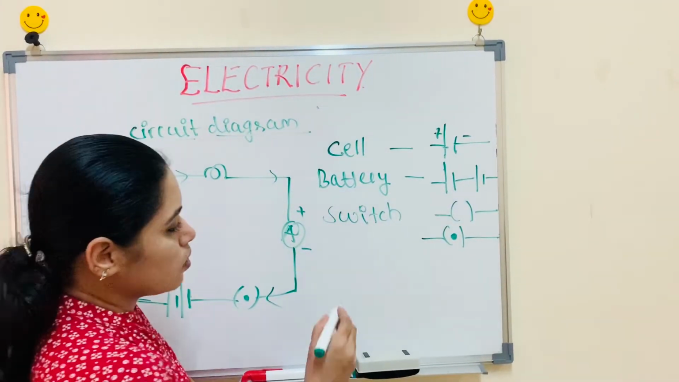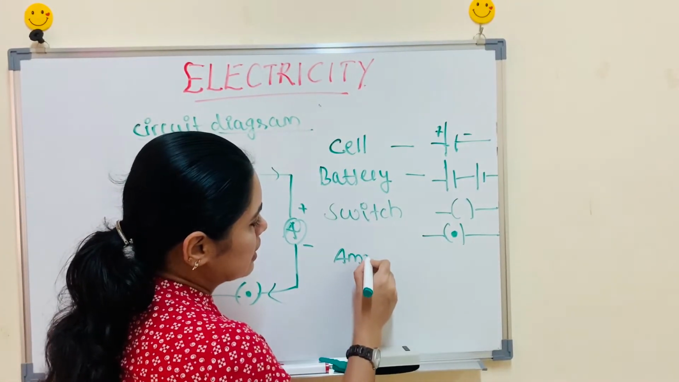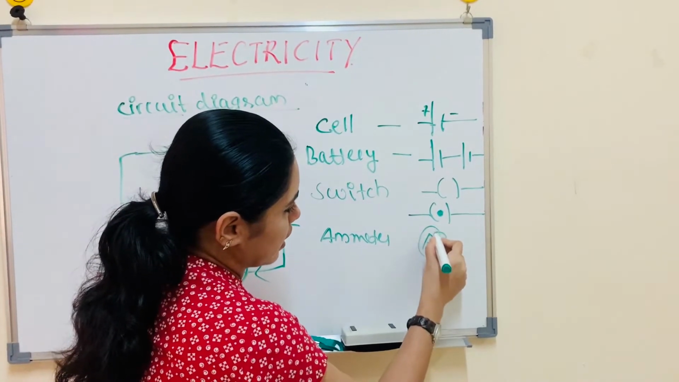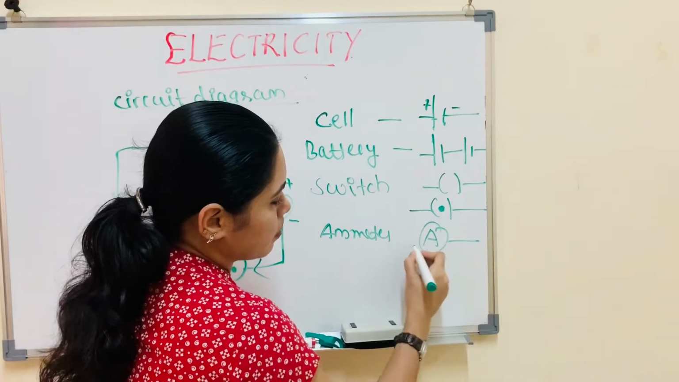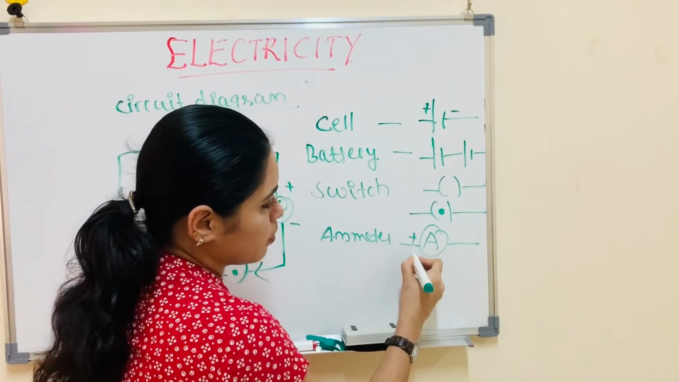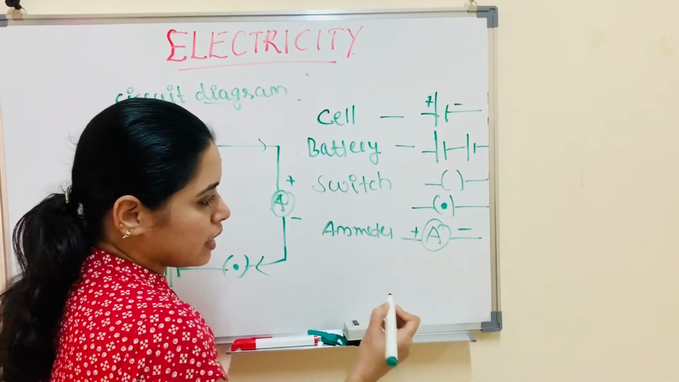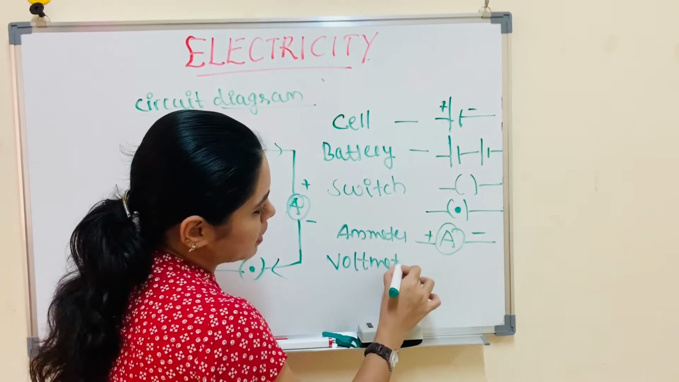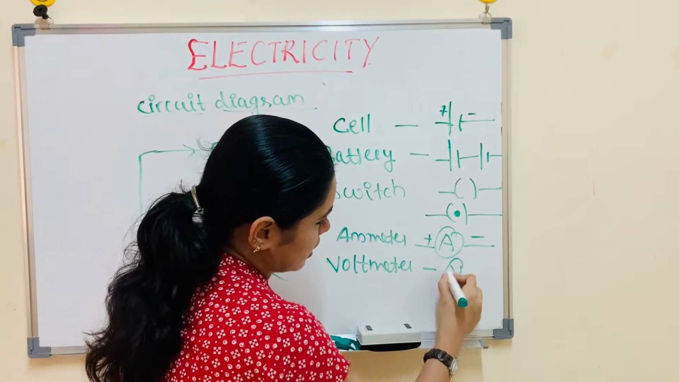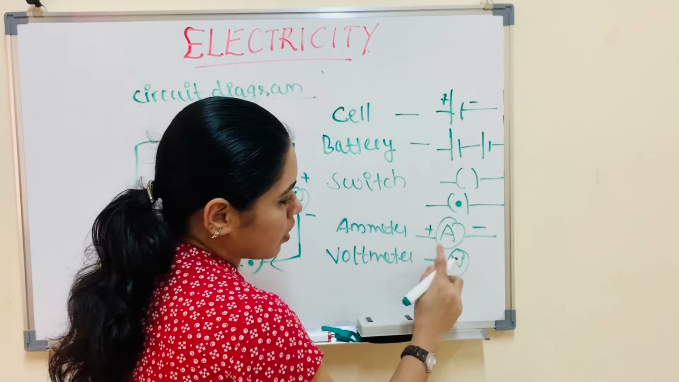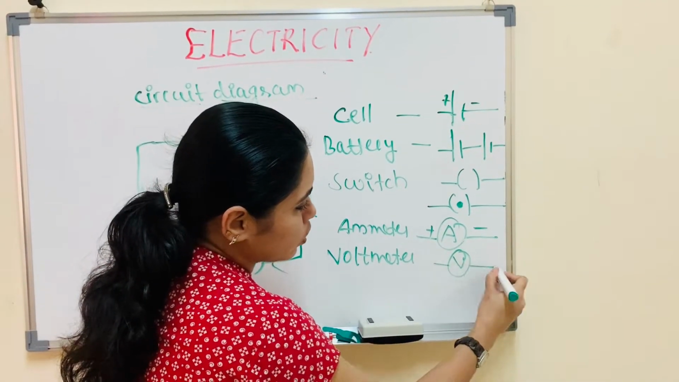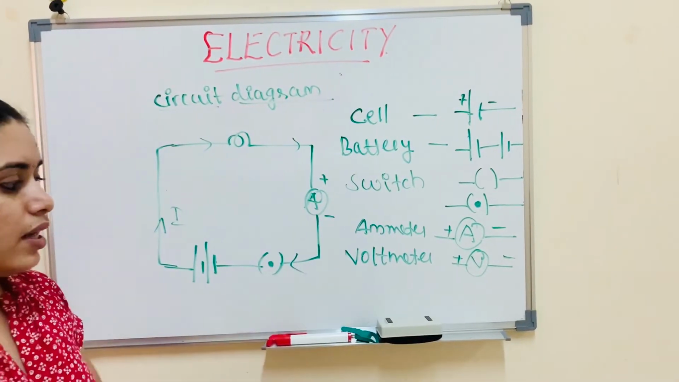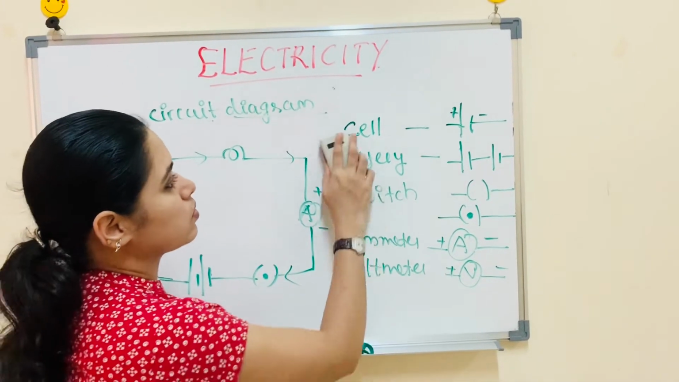Okay. Now, we already studied how to represent an ammeter. An ammeter can be represented like this, by the letter A. This is the positive terminal and this is the negative terminal. Similarly, a voltmeter. How can we represent a voltmeter? It is by the letter V. Here also two terminals, positive and negative. Clear?